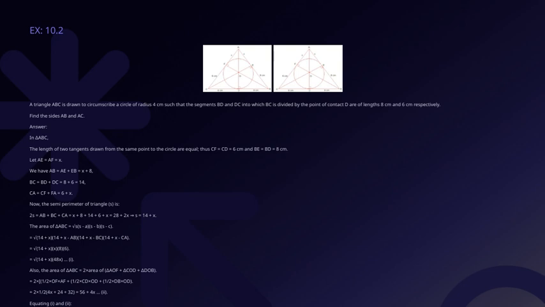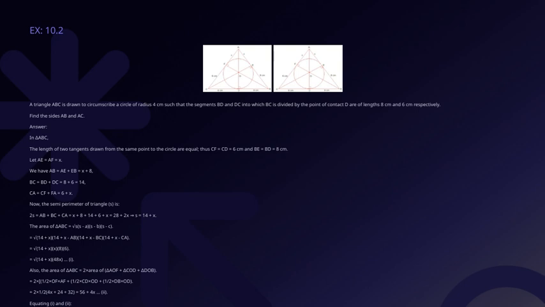This step is crucial because it allows us to connect the segments to the area of the triangle. Furthermore, we see the use of Heron's formula, where the area of triangle ABC is expressed as the square root of the semiperimeter S times S minus each side. We find that the semiperimeter S equals 14 plus x, based on the sum of the sides divided by 2.